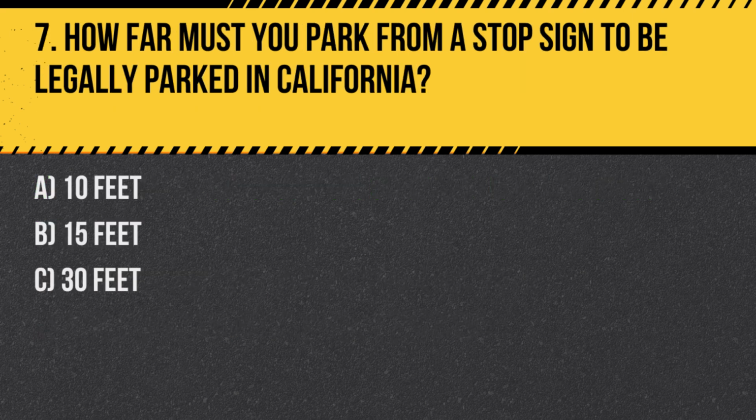Question 7. How far must you park from a stop sign to be legally parked in California? A. 10 feet. B. 15 feet. C. 30 feet. Answer: C. 30 feet. Parking too close to a stop sign can obstruct visibility and is illegal.